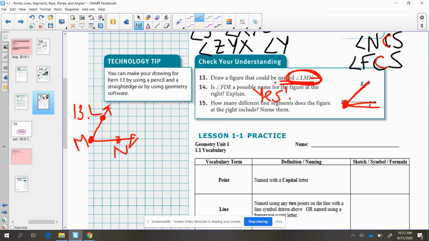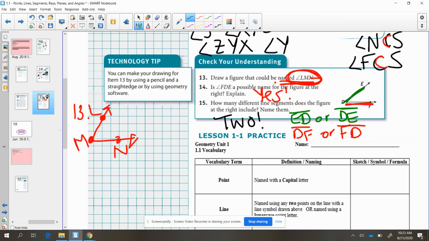All right, last but not least, how many different line segments does the figure to the right have? Well, if we're looking at this figure here, let me erase for a second so you can see this a little better, or in your notes. Officially, making up this angle, we could see 2 different line segments. For instance, the first one could be ED or DE, depending on how you want to name it. And then the other one here is DF or FD, depending on how you wrote that. So the final answer here is there are 2 line segments included in that angle.